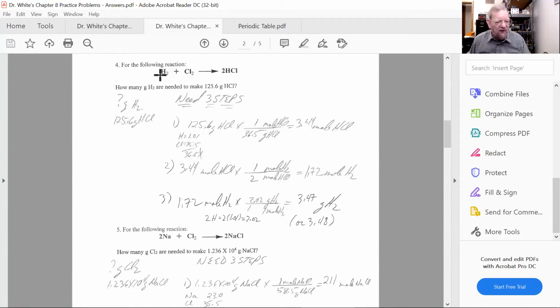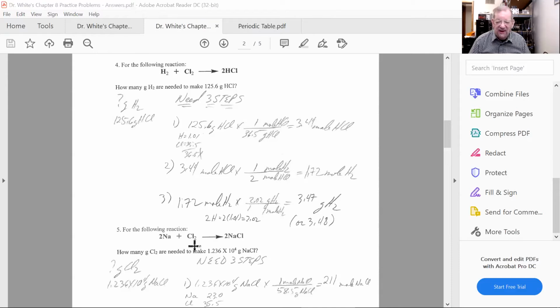But let's look at number 4. You're given a balanced chemical equation. Hydrogen reacts with chlorine to make HCl. How many grams of hydrogen, H2, are needed to make 125.6 grams of HCl? Well, we can ignore chlorine because we're not being asked about that. What are we being asked to find? Grams of hydrogen. What are we given? Grams of the product, HCl. There's no way anyone can go from this number to the answer in one step. You need 3 steps.